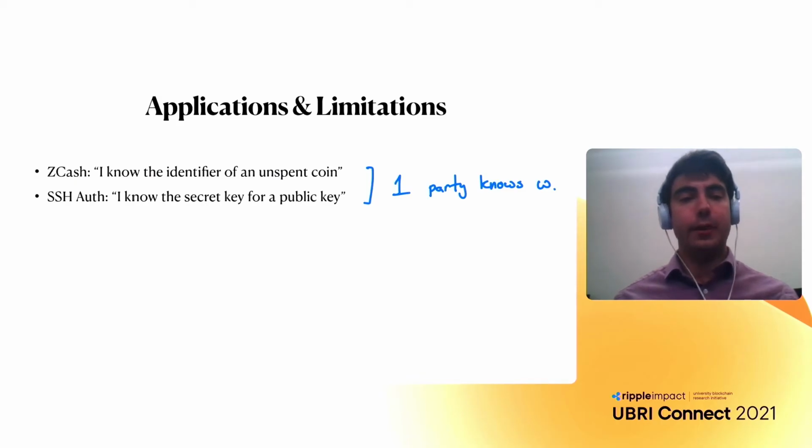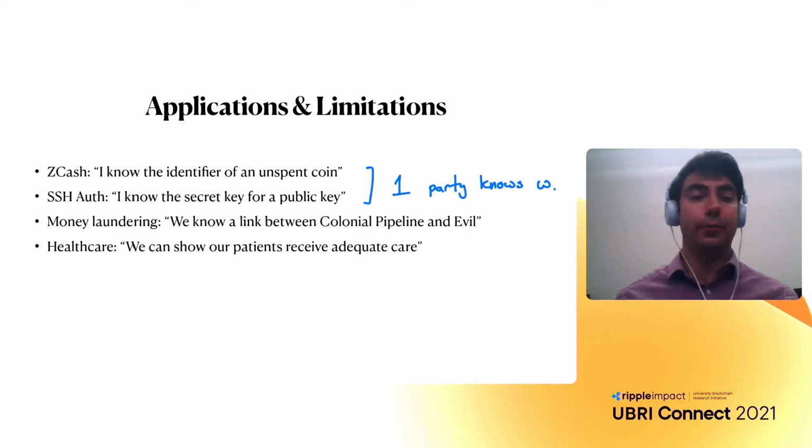There are two properties that each of these applications have. The first property is that there's some secret information, whether it's a key or an identifier. And the second property is that there's a single party that knows that secret information. And this is why zero-knowledge proofs are applicable, because that single party can play the role of the prover in a zero-knowledge proof. However, there are all kinds of settings where the secret information is spread among many parties.